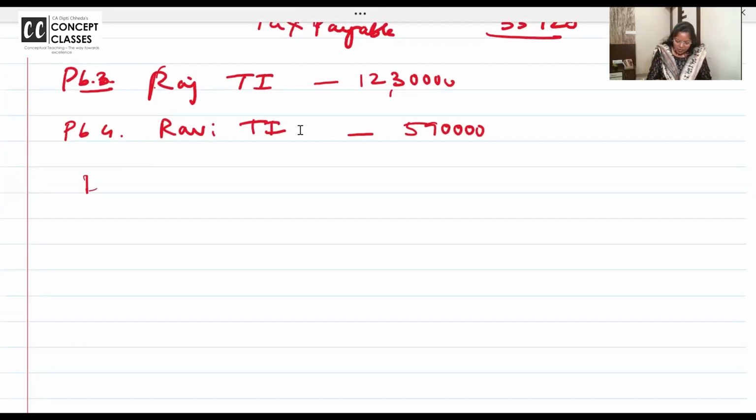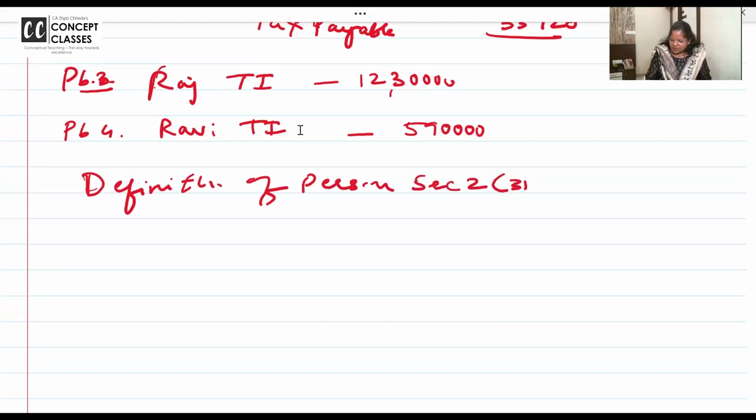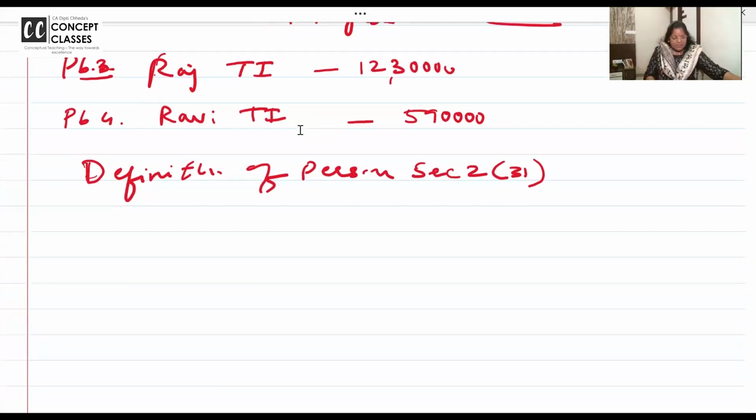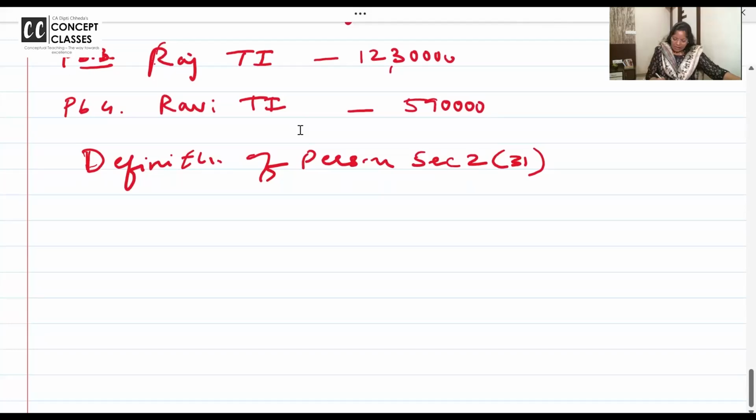Right, I am talking now about the definition of person. All the definitions are given in section 2. So this section 2(31) is talking about the definition of a person. What is the definition of person? All the persons who are liable to pay tax. But ma'am, what is a person? Who are the people who are liable to pay tax? So the first one is individual.